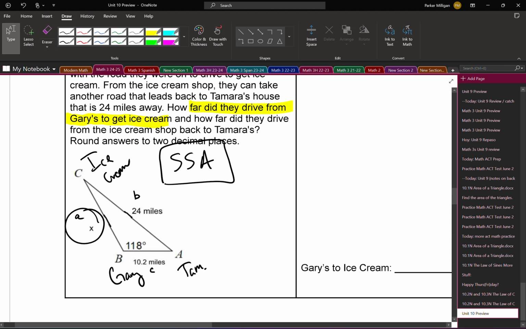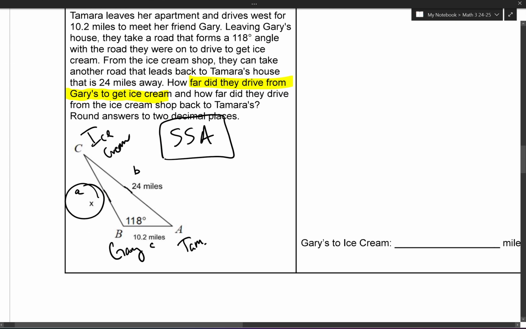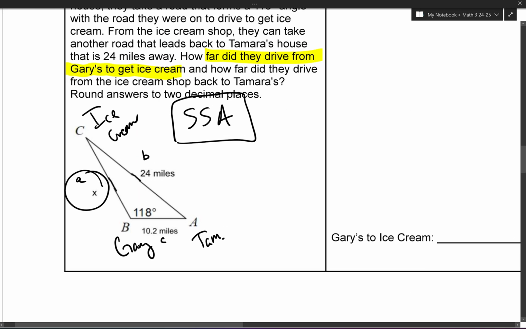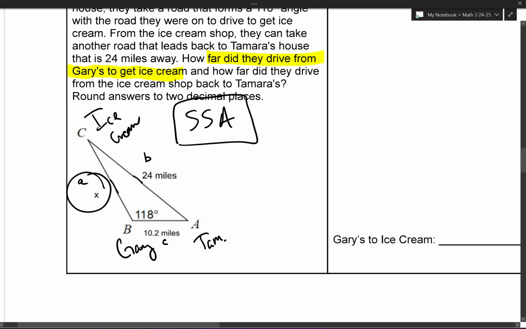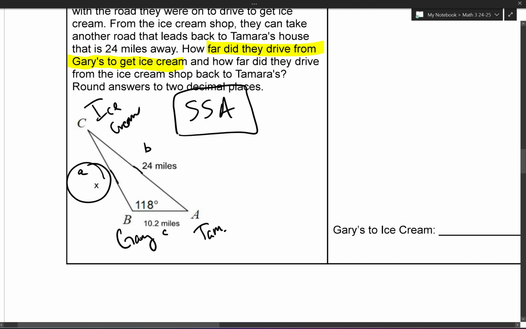We can't find A directly yet, because we don't have a pair of information. We don't have angle A. So I have to do a few things here in order to get there. First I'm going to find angle C.